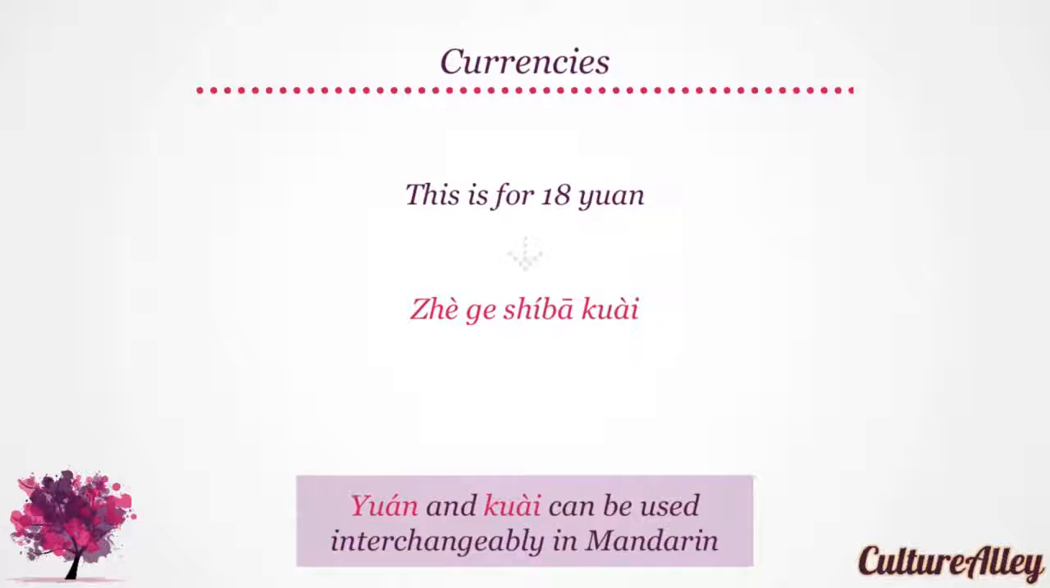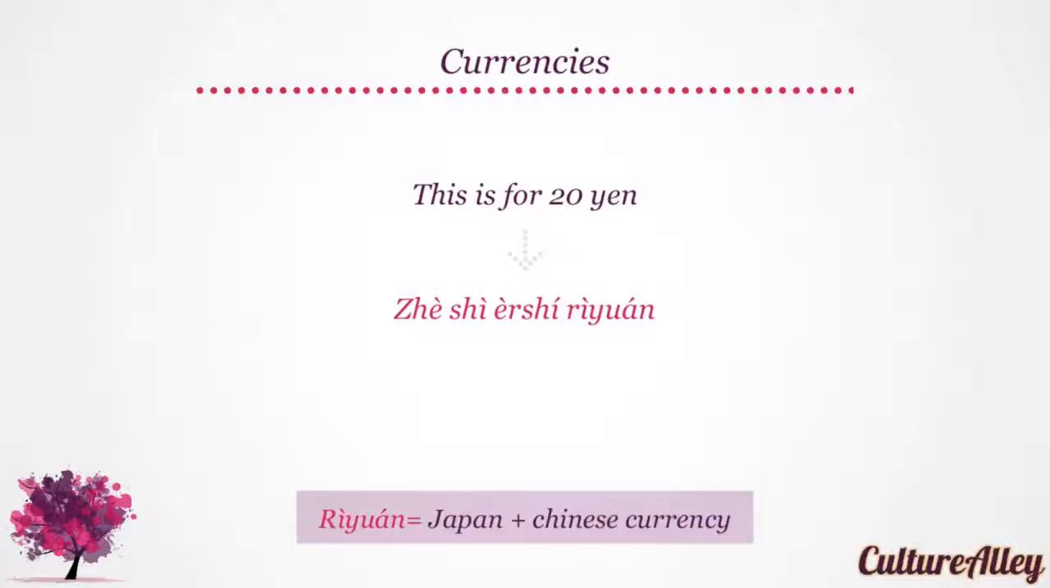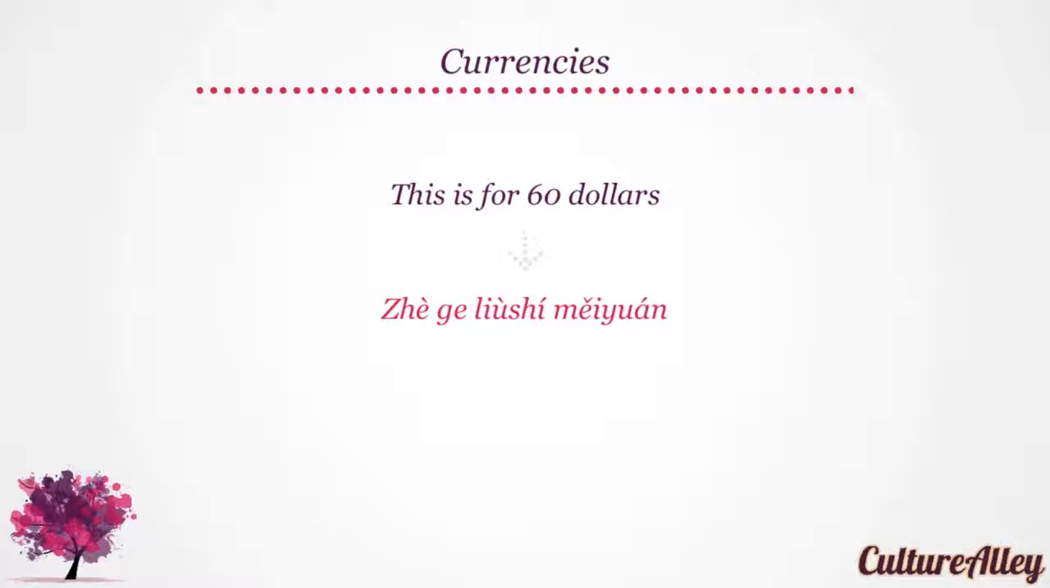Let's see another one. This is for 18 yuan, translates as 这个18块. The reason we have used 块 instead of yuan is that both yuan and 块 can be used interchangeably in Mandarin. Here's one in Japanese currency. This is for 20 yen becomes 这是20日元, where 日元 is Japan plus Chinese currency. And here's the last sentence we will cover for the day. This is for $60 becomes 这个60美元.